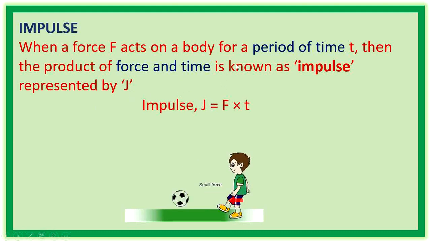So, what is called impulse? The product of force and time is called impulse. When a force F acts on a body for a period of time, the product of force and time is known as impulse. It is represented by the letter J. The formula to find impulse is F into t.